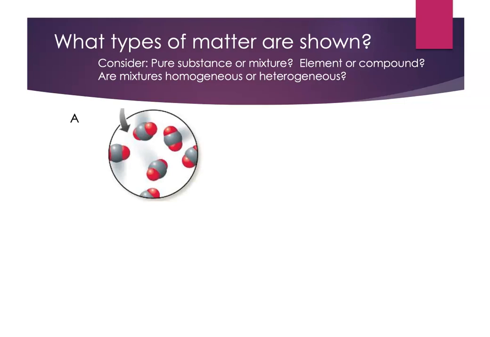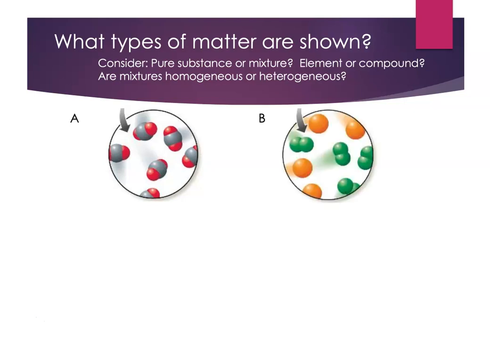So I'm looking at this and I see one type of particle. I see a molecule that is a compound, because the distinct little pieces have one gray and two red components, but they're all the same. So it is a pure substance that is a compound. Let's look at the next example.